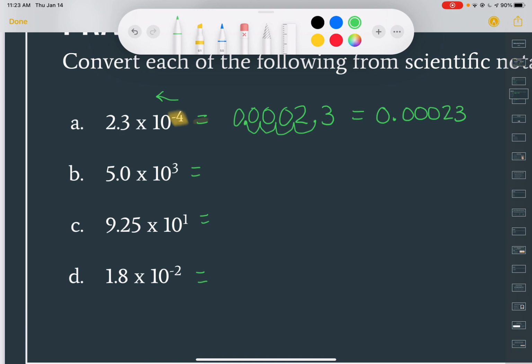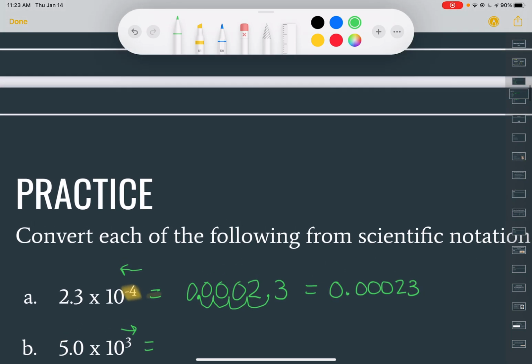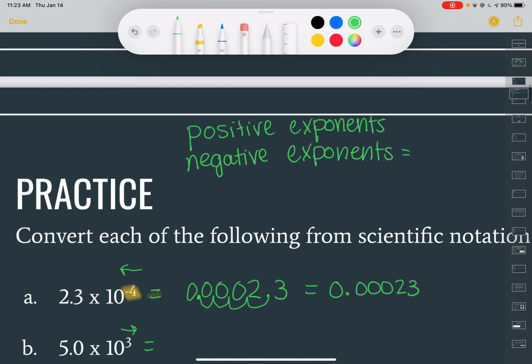Let's try another one. It's a little bit harder to see. What's something to really note here is that, you know, how normally we were moving the decimal to the left would be a big number. Well, we're going backwards, so it's the opposite. So negative exponents will be moving it to the left. Positive exponents will be moving it to the right to get our decimal notation. Okay, maybe I can write that up here. So positive exponents and negative. So positive exponents, we're going to be moving our decimal to the right. And negative, we're going to be moving it to the left.